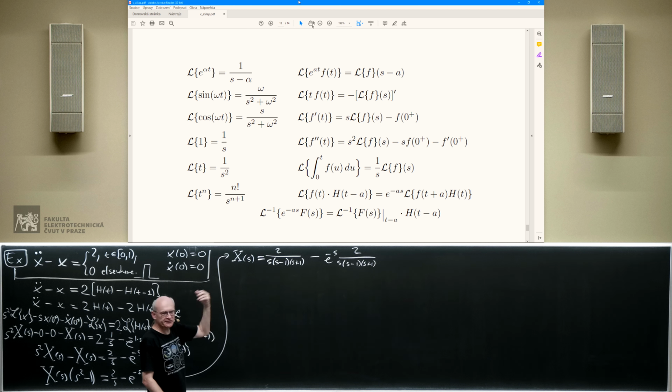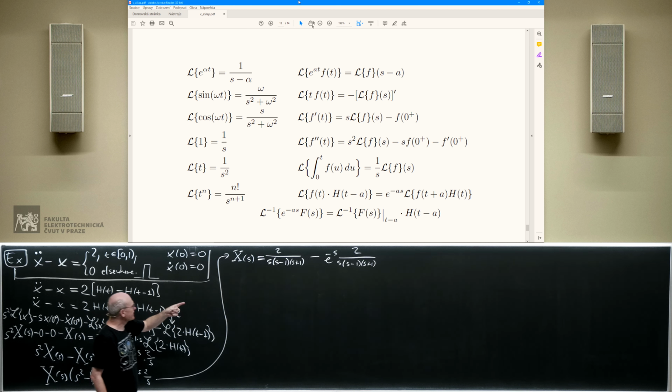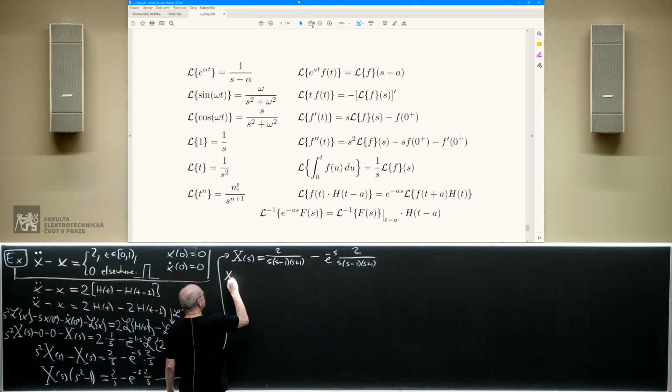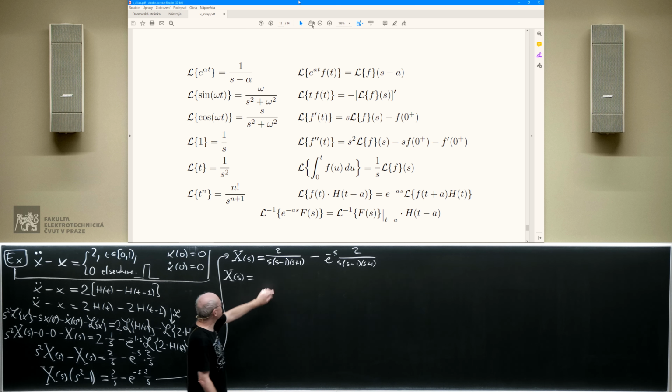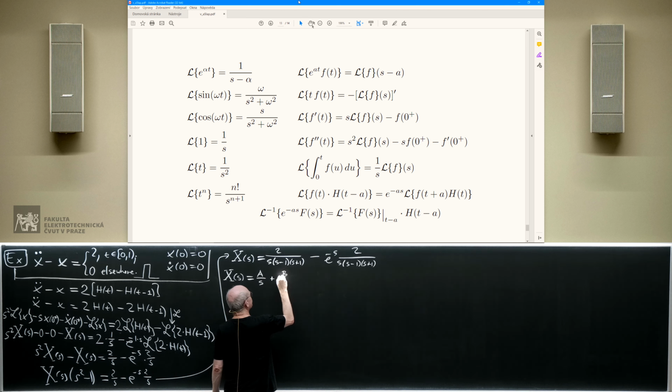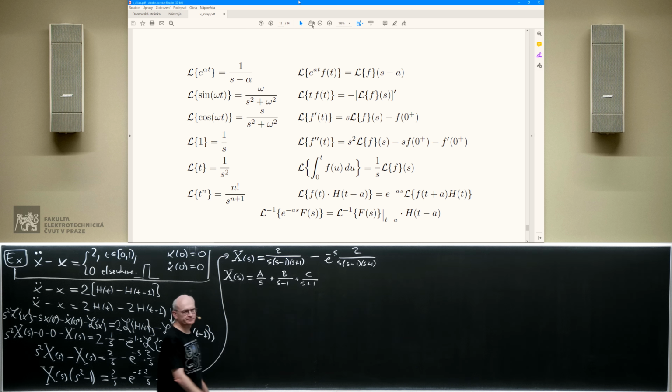We have to go back. We have to apply the inverse Laplace transform. Before we do that, it's time for these partial fractions decomposition. We remember from previous lecture, that's the way to go. We just need simple fractions. So, what do I see? There will be some constant divided by s, plus some constant divided by s minus 1, plus some constant divided by s plus 1. Definitely.